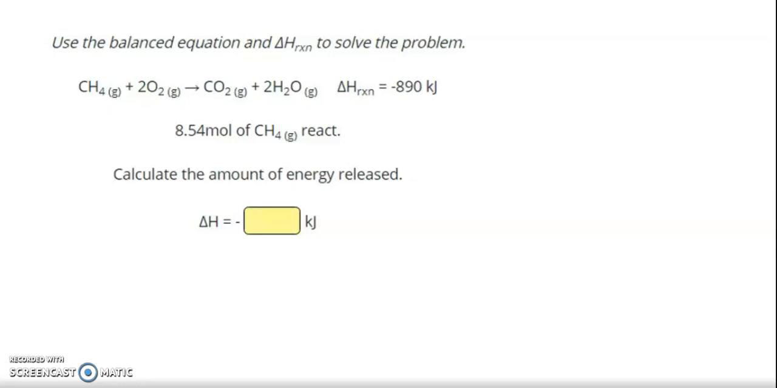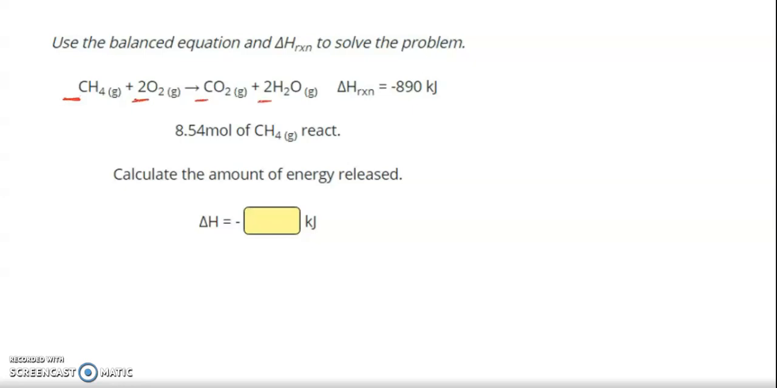This video is going to cover using stoichiometry to find delta H. So in this problem, we have a balanced equation. We have the delta H for the reaction, and we see that 8.54 moles of CH4 are reacting. And we want to find the delta H when 8.54 moles of CH4 react.